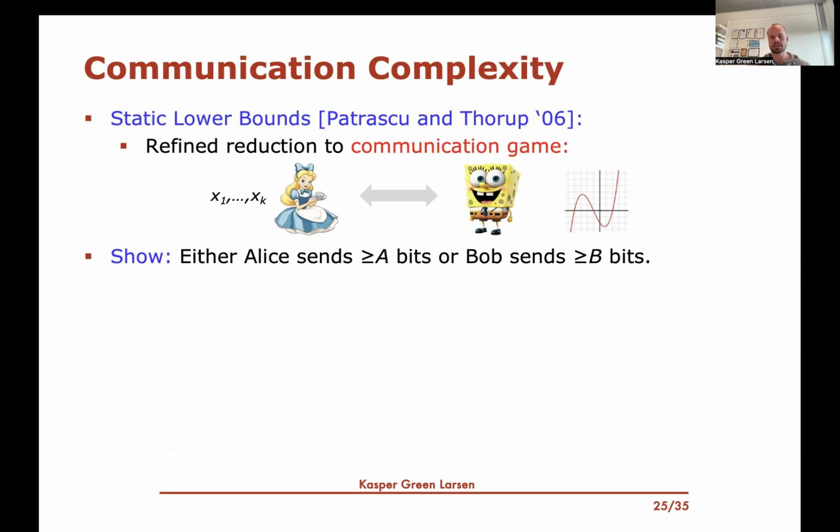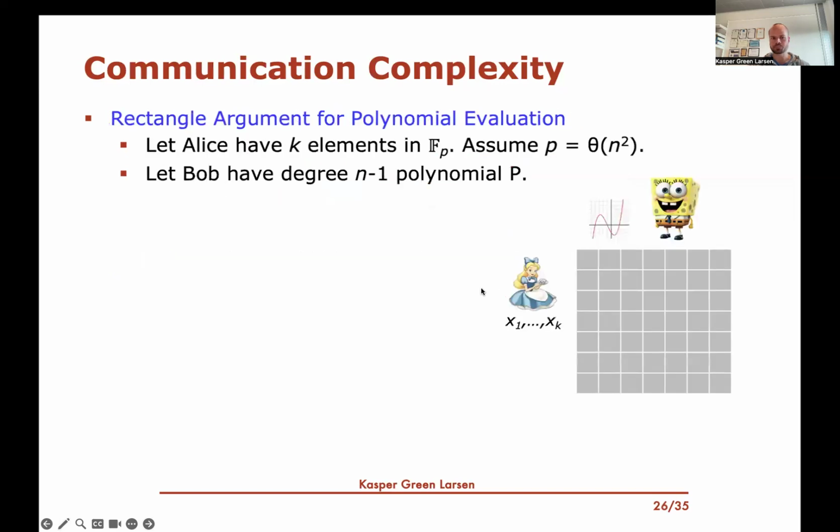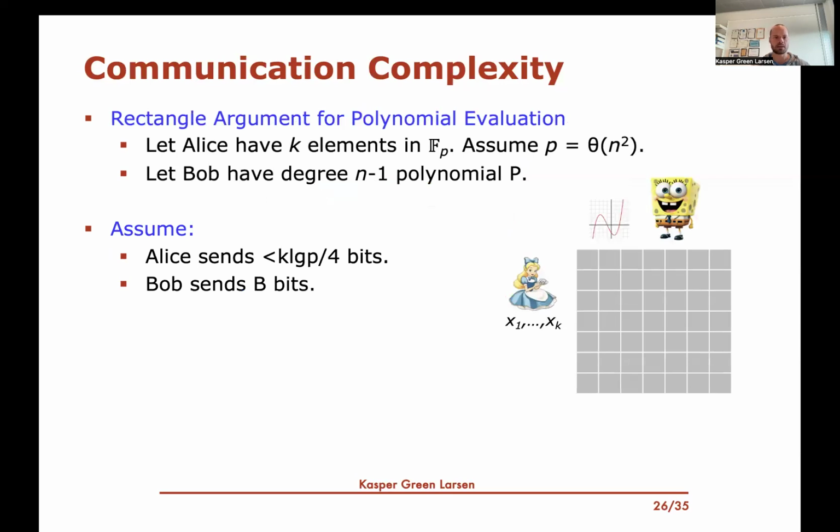Of course, this is for this slightly harder communication game where Alice has K queries and not one. And if we can do this, then we get exactly these trade-offs from the reduction, that either the query time has to be at least the minimum of A divided by K log S over K, or B divided by KW. Okay, so let's try to prove a lower bound. And we're still going to do this rectangle argument. The only difference is that each of the rows of this matrix corresponds to a set of K queries that Alice could have, instead of a single query. And we're going to assume now that Alice sends less than K log P over 4 bits. And we want to prove that then Bob has to send B bits for some large B. So let's try and see.